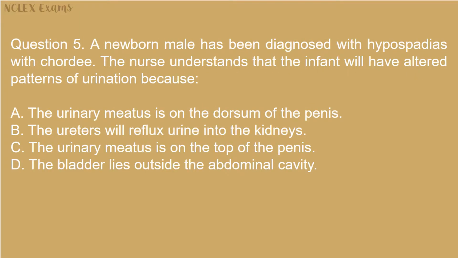Question 5. A newborn male has been diagnosed with hypospadias with chordee. The nurse understands that the infant will have altered patterns of urination because A. The urinary meatus is on the dorsum of the penis. B. The ureters will reflux urine into the kidneys. C. The urinary meatus is on the top of the penis. D. The bladder lies outside the abdominal cavity.